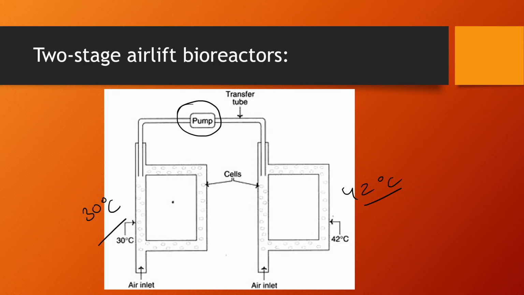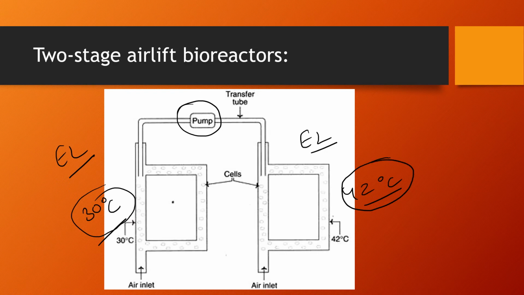Air is passing through this bioreactor. Is this an internal loop or an external loop? This is an external loop bioreactor. There are two external loop bioreactors which are connected through a pump, and air is being passed, and everything is mixing within this bioreactor, and this bioreactor is maintained at 30 degrees Celsius.